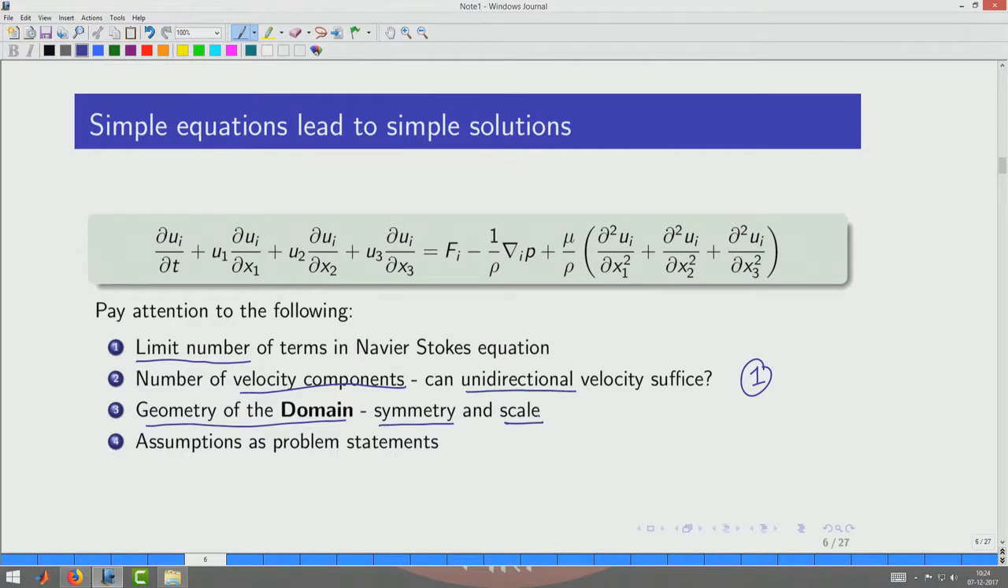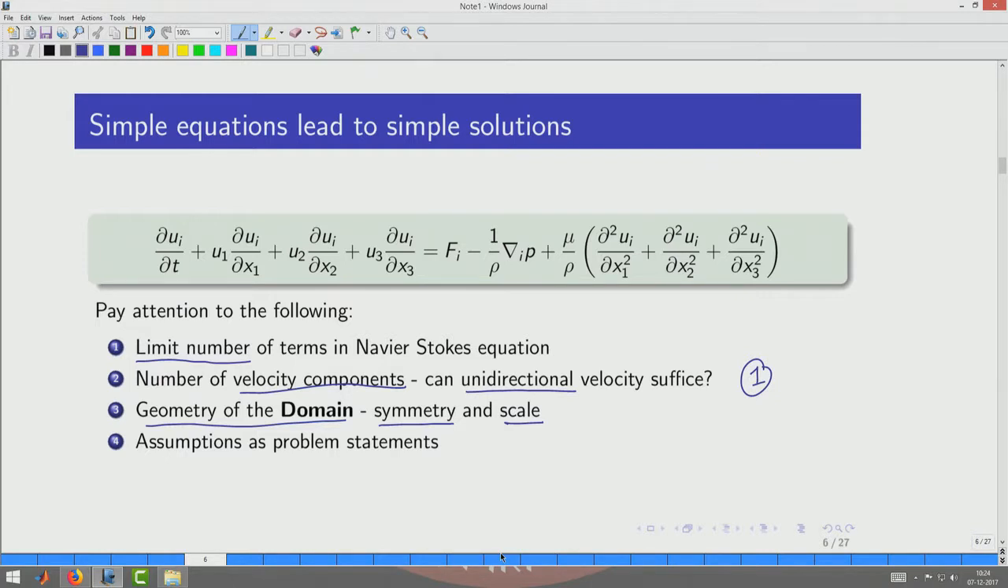And by scale we mean whether some of the features of the domain can be ignored or not. These are the discussions that we will go through as we solve the problems, so that the objective is to make the equation as simple as possible, and we know that simple equations lead to simple solutions, which is the objective of arriving at the analytical solutions of the Navier-Stokes equation.